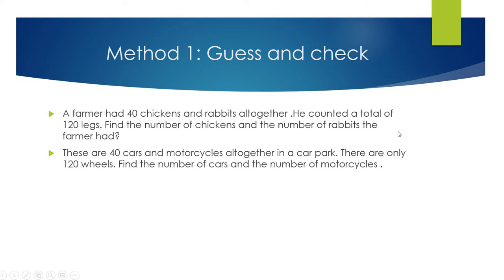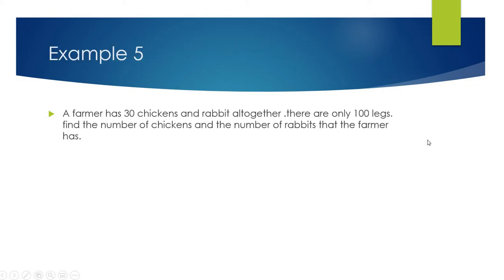Let's solve one of the types. A farmer has 30 chickens and rabbits all together. There are only 100 legs. Find the number of chickens and the number of rabbits that the farmer has. This method is also known as the guess and check method.